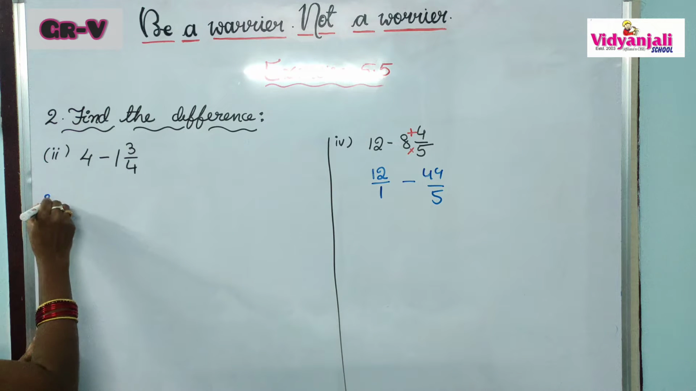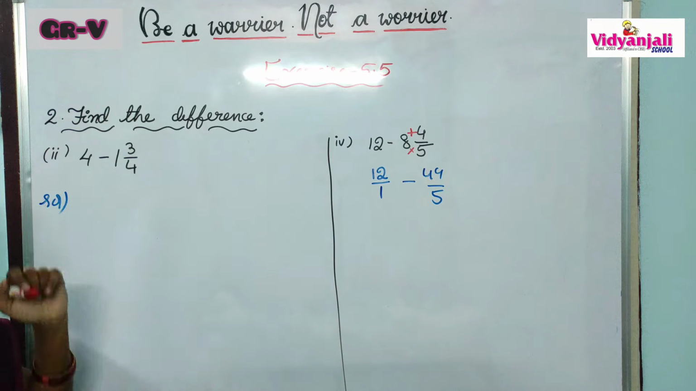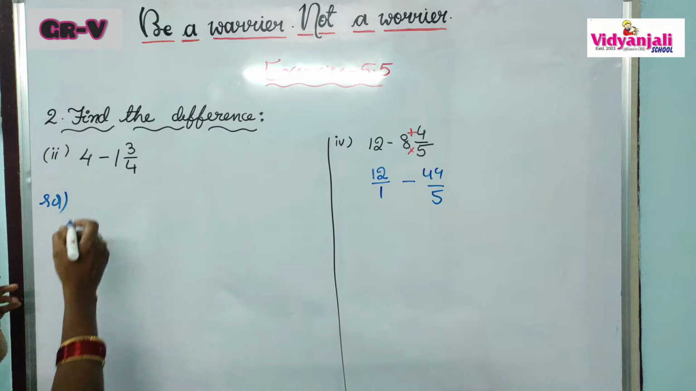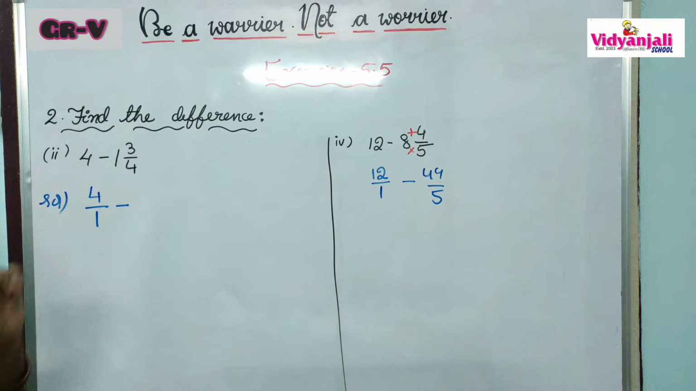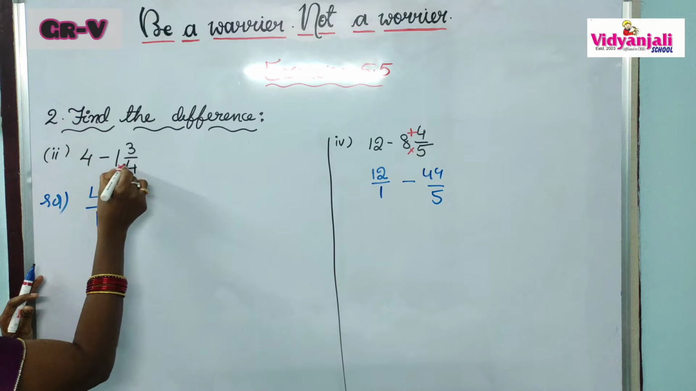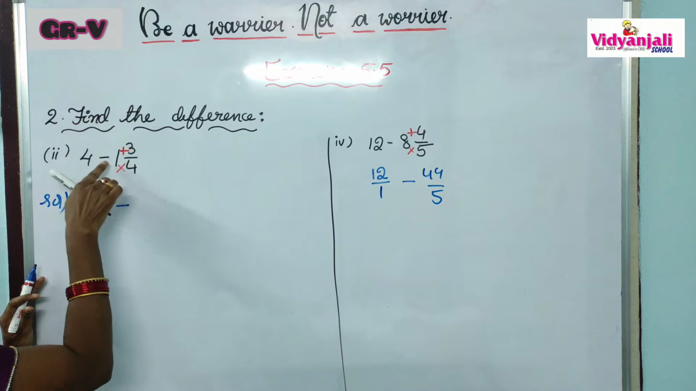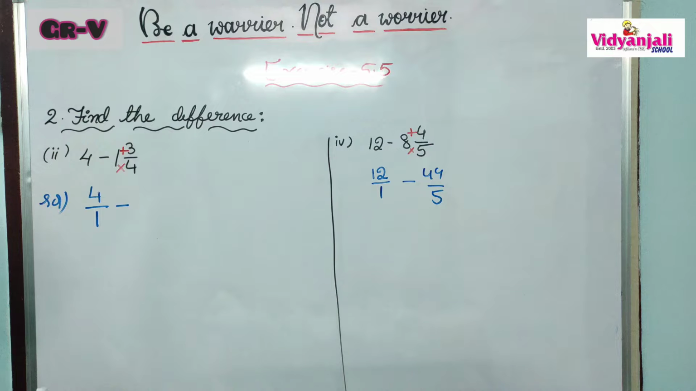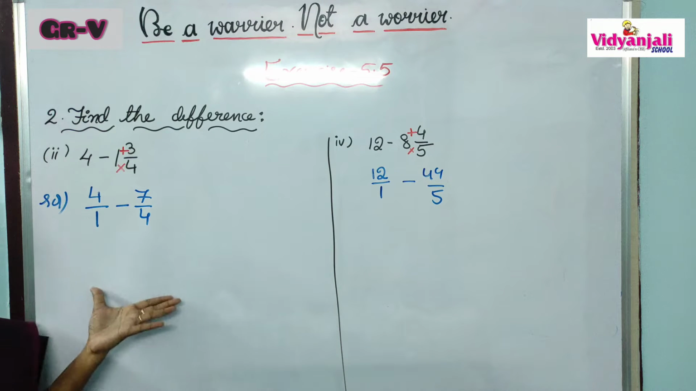Okay, see what are the numbers here? Whole number and a mixed fraction. You know how to make a whole number as a fraction? Just keep it over 1. 4 can be written as 4 by 1. Then how to convert this mixed fraction to an improper fraction? We know 4 we have to multiply with 1, then we must add. 4 1s are 4, 4 plus 3, 7. So, 7 by 4. Now you know the remaining part very well, right?